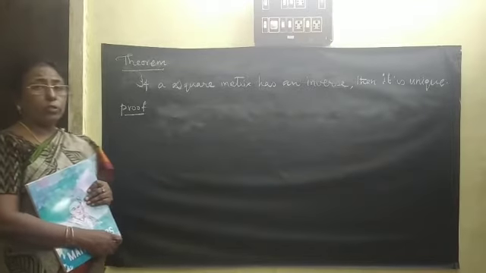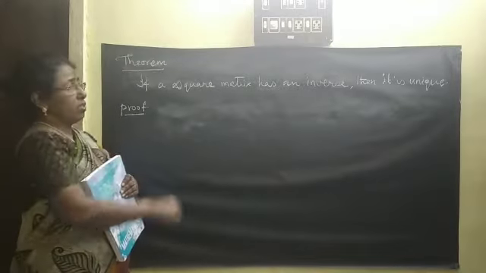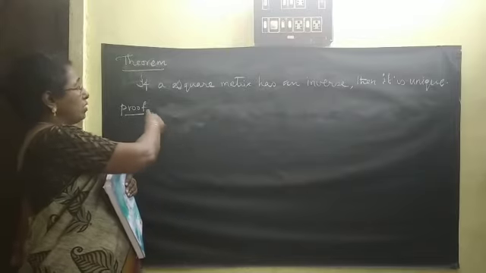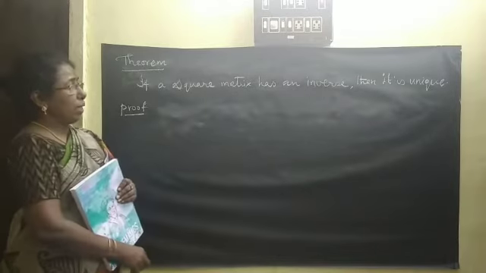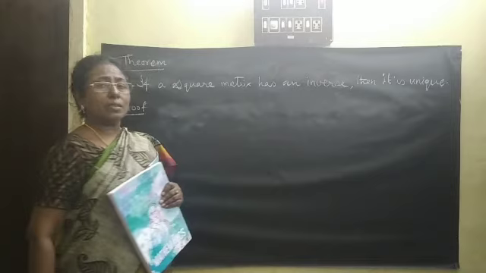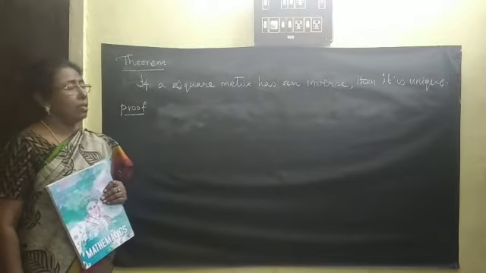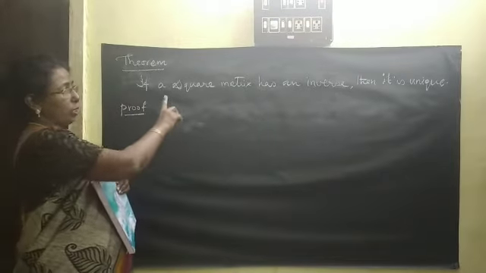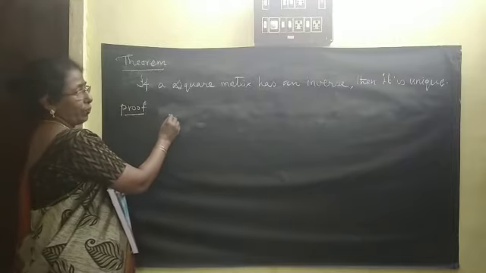Now we are going to see a few theorems on the inverse of a matrix. The first theorem states: if a square matrix has an inverse, then it is unique. That means there is only one inverse for a given square matrix A.